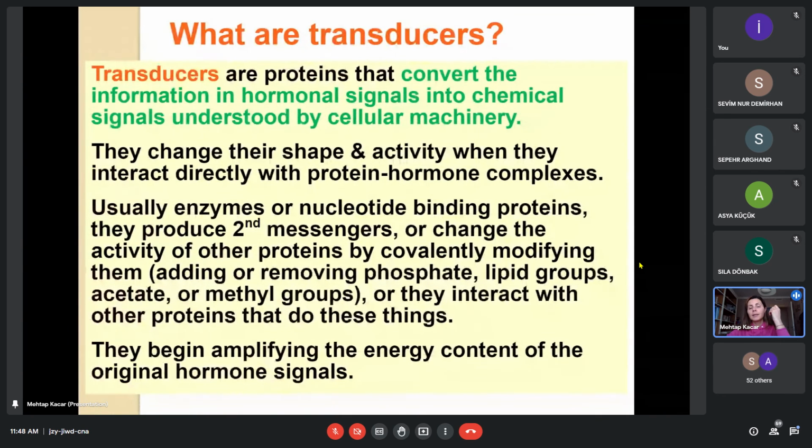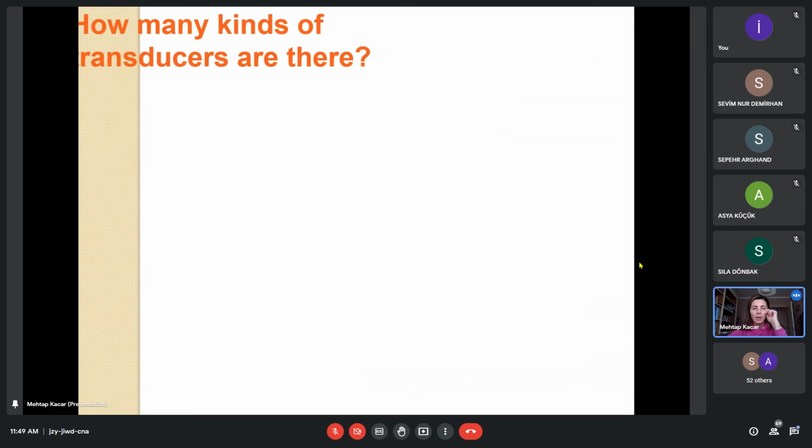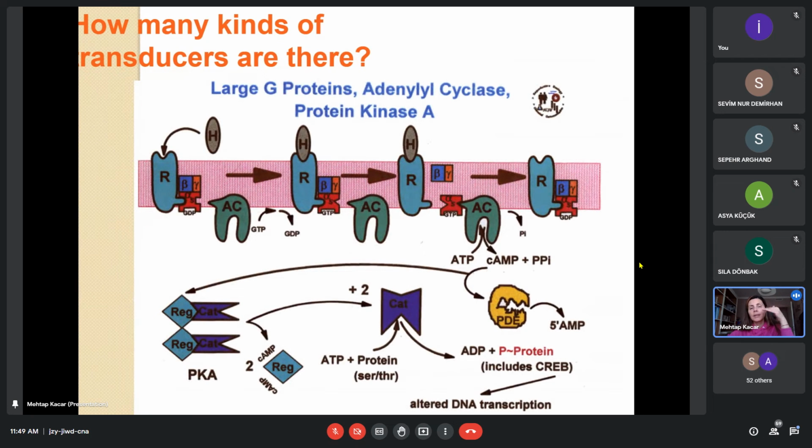Transducers are proteins that convert information in hormonal signals into chemical signals understood by cellular machinery. They change their shape and activity when they interact directly with the protein-hormone complex, and usually are enzymes or nucleotide binding proteins that produce second messengers or change the activity of other proteins. We will discuss this during the endocrine physiology, don't worry. Some hormones use a second messenger system.